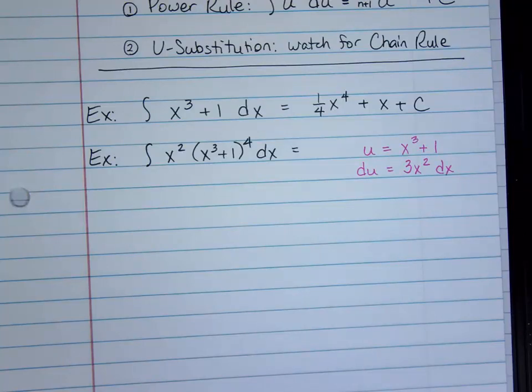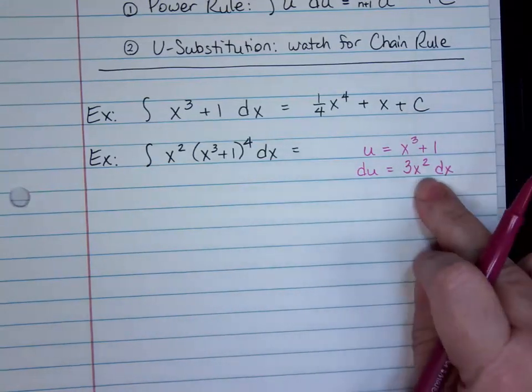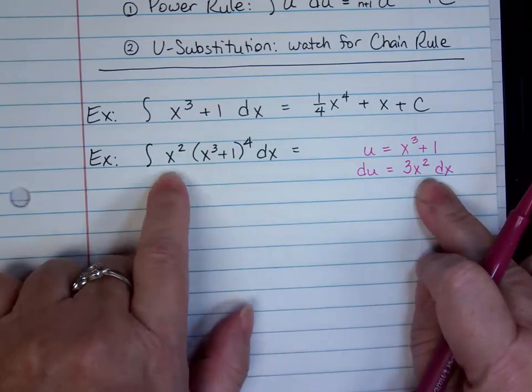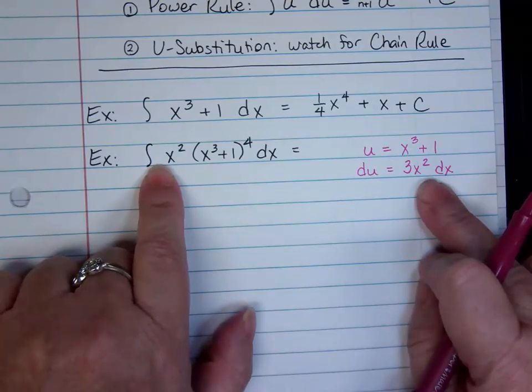Okay? Remember that when you do a du, everything that has an x in it has to be in your integral. The only thing you can add in here or multiply in here is a constant. If you're missing x's, you're going the wrong way.